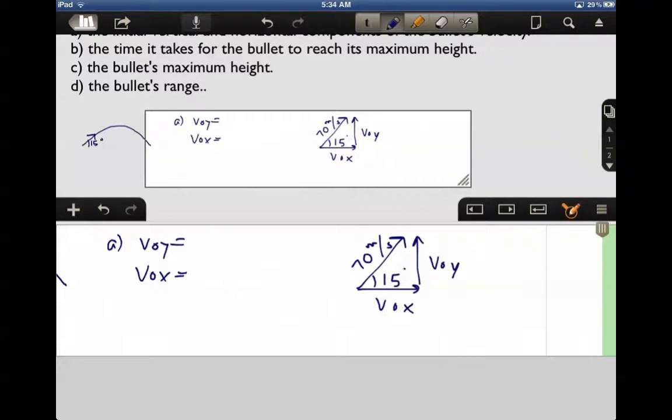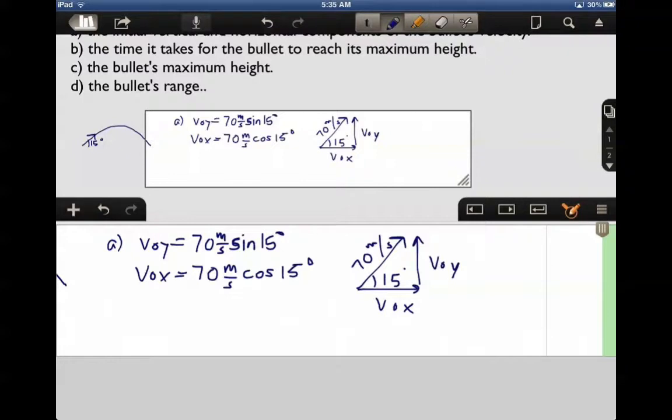So V naught y will be 70 meters per second times the cosine of 15 degrees. And V naught x will be 70 cosine 15 degrees. I can go ahead and calculate those out later. I'm not going to bother right now, but you're just going to use SOHCAHTOA to find those values.